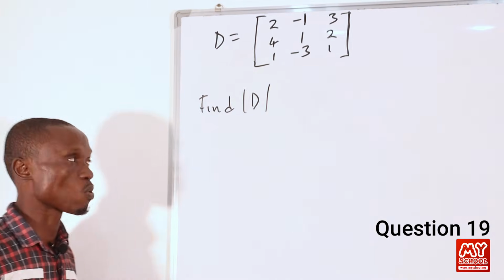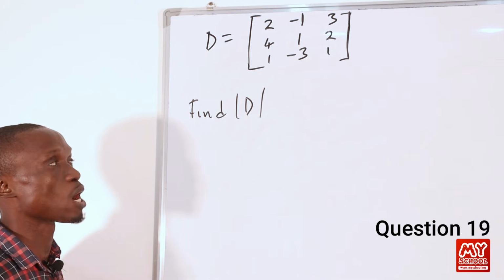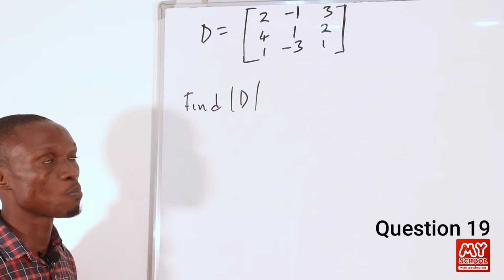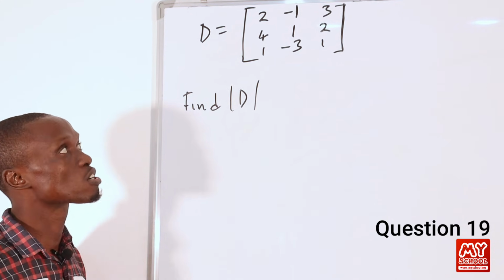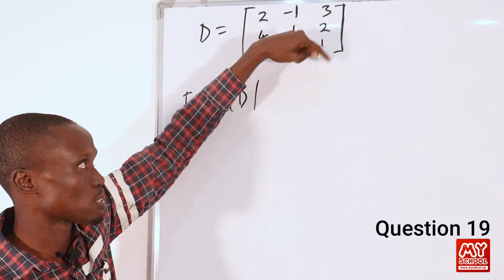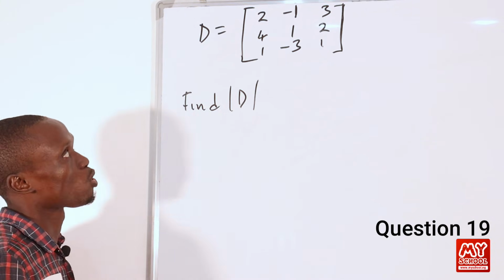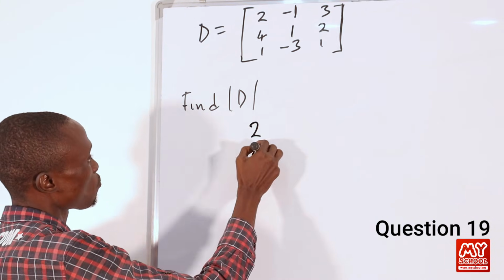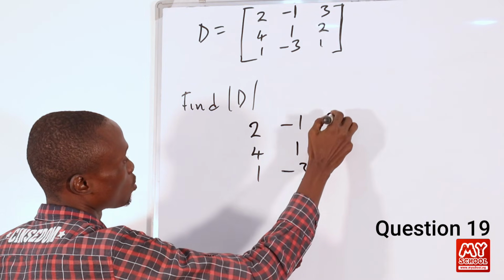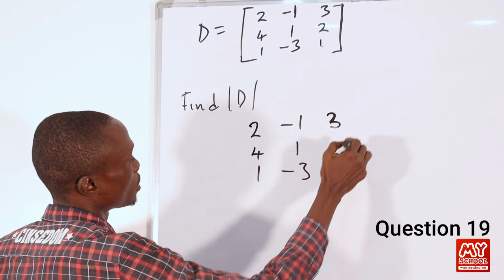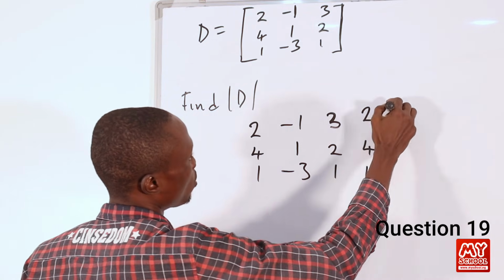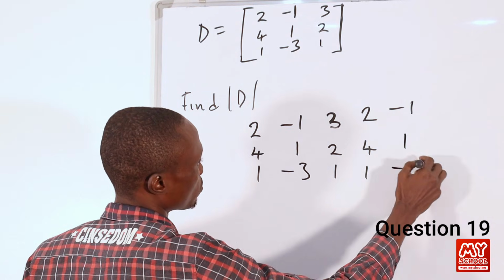In this question, we are required to find the determinant of matrix D. We are going to use the shortcut method to save time. Using the shortcut method, we simply increase the number of columns. The straight numbers like this are what we refer to as columns. So we increase the columns to 5. Let's go 2, 4, 1, minus 1, 1, minus 3, 2, 3, 2, 1. Then you repeat the first column, which is 2, 4, 1, then the second column, minus 1, 1, minus 3.